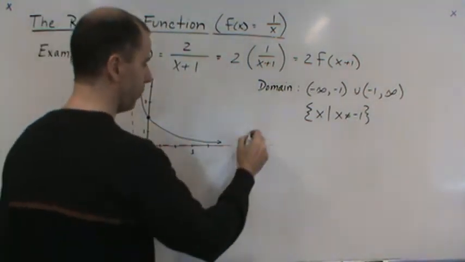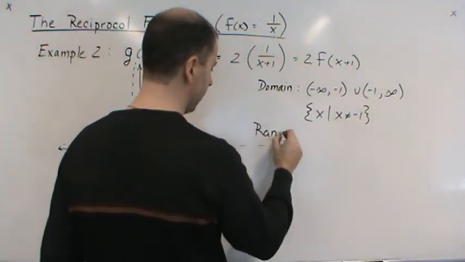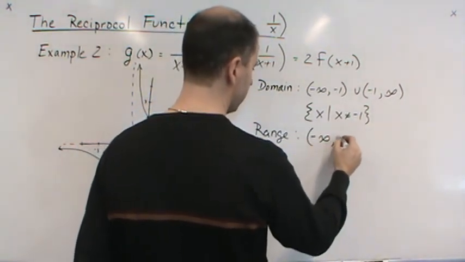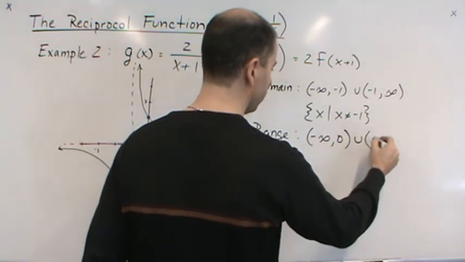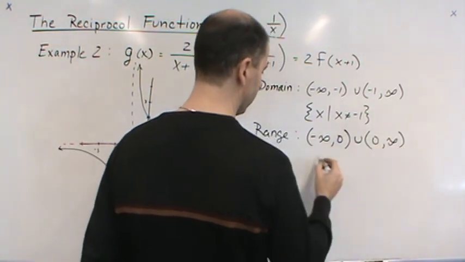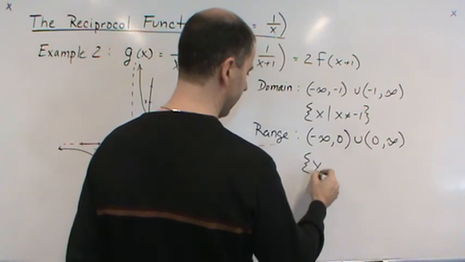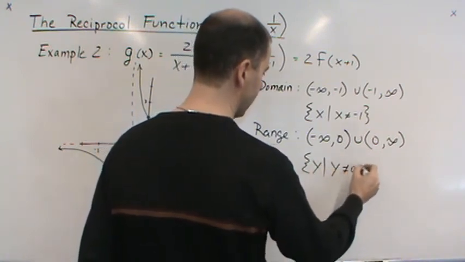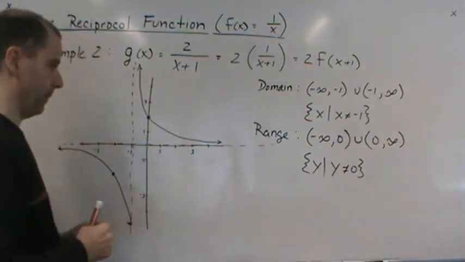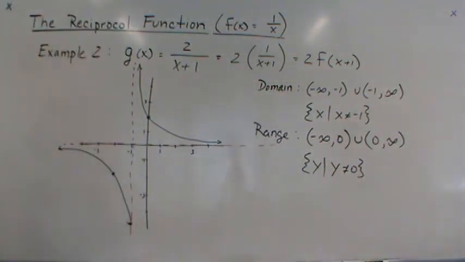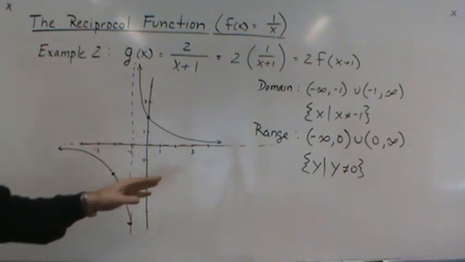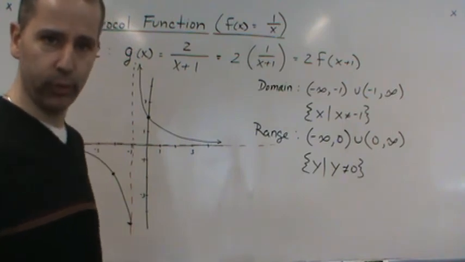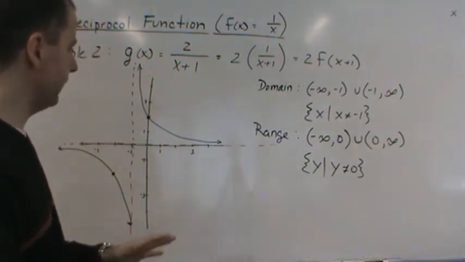Okay? And then likewise with the range, it doesn't change. The range is still going to be from -infinity to 0, union 0 to positive infinity, or again, we could write it as all values y such that y is not equal to 0. Okay? Again, don't write both of those. You can either write it this way or this way. Don't write both of them. Okay?